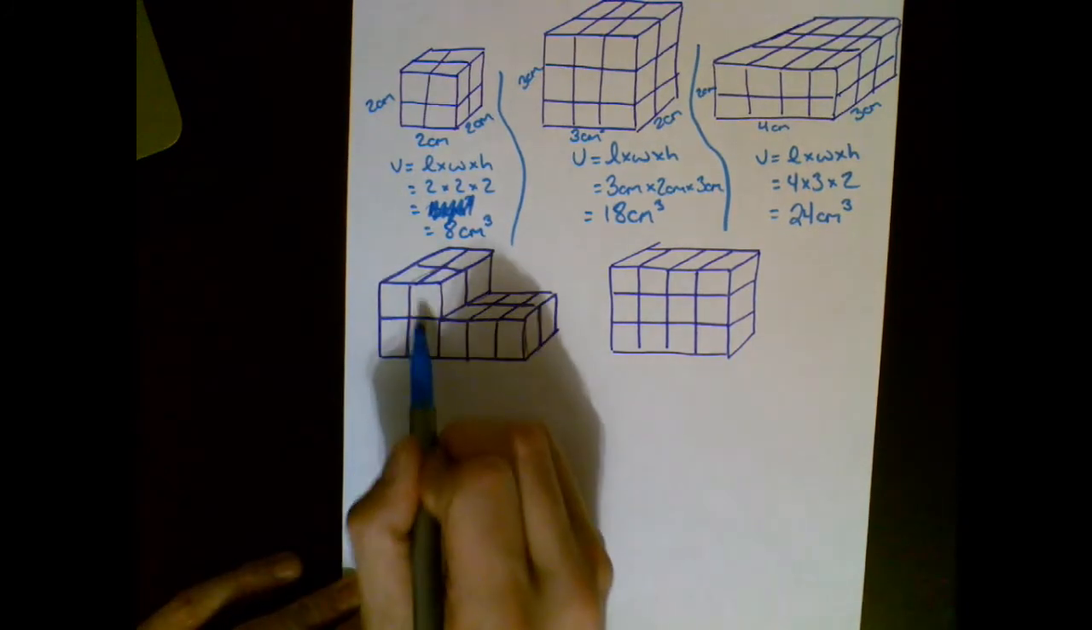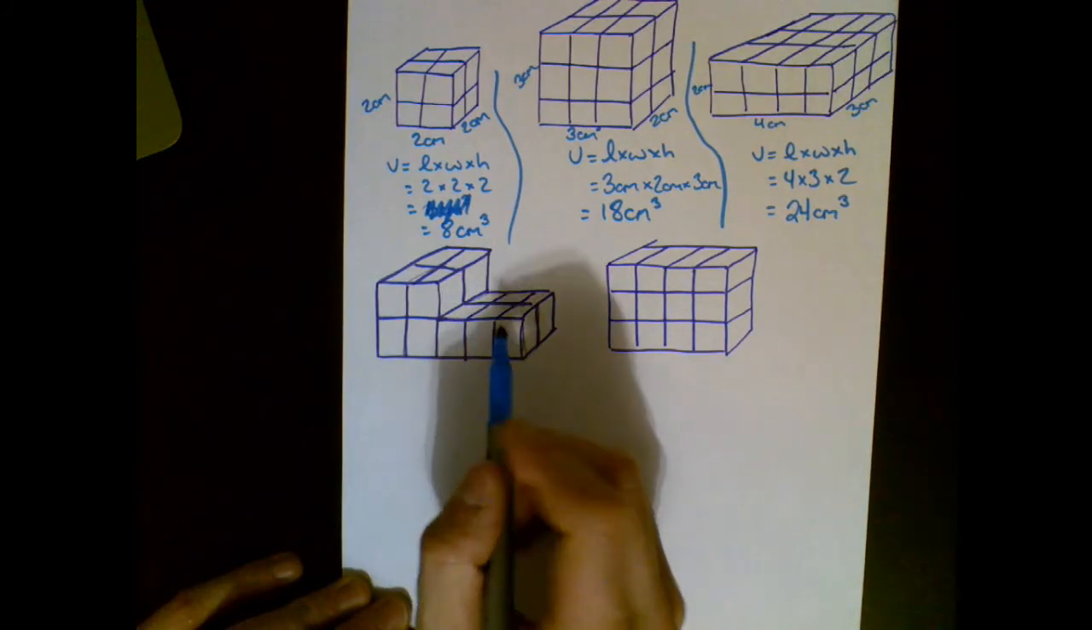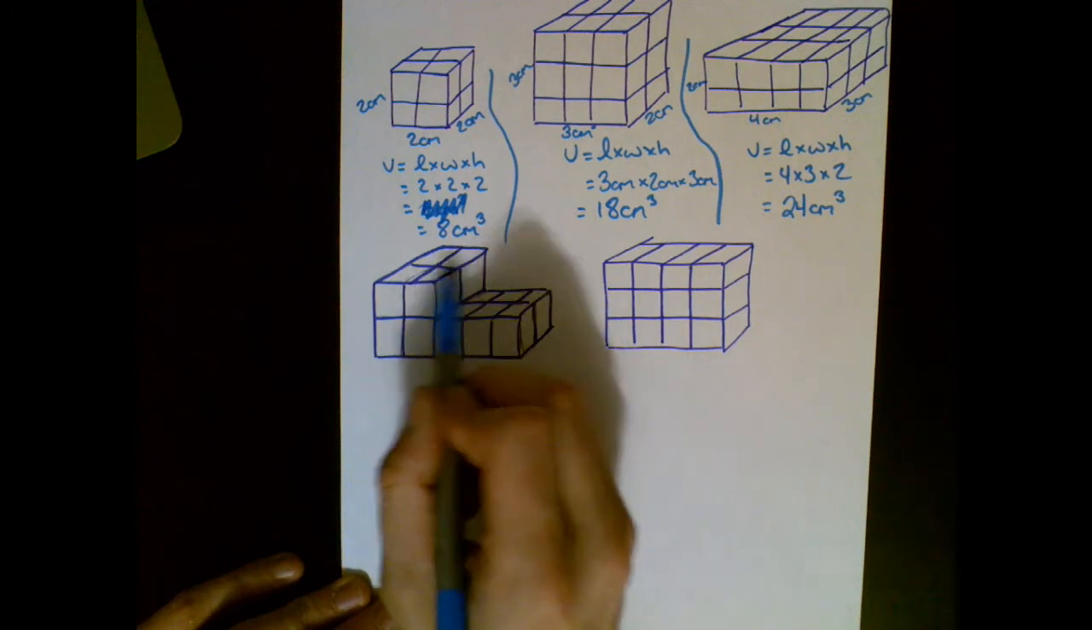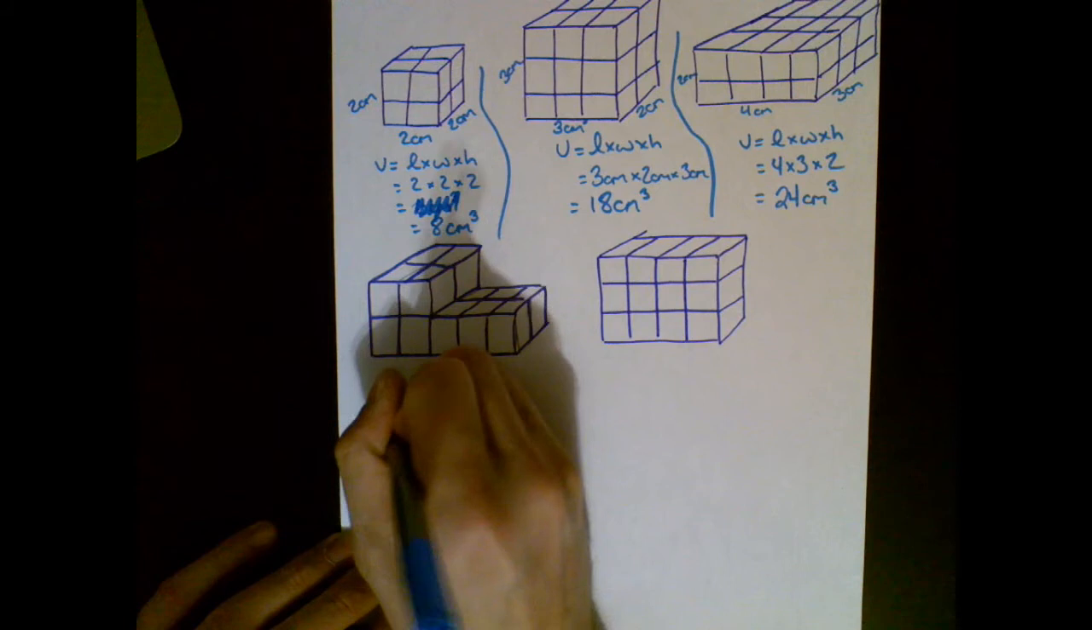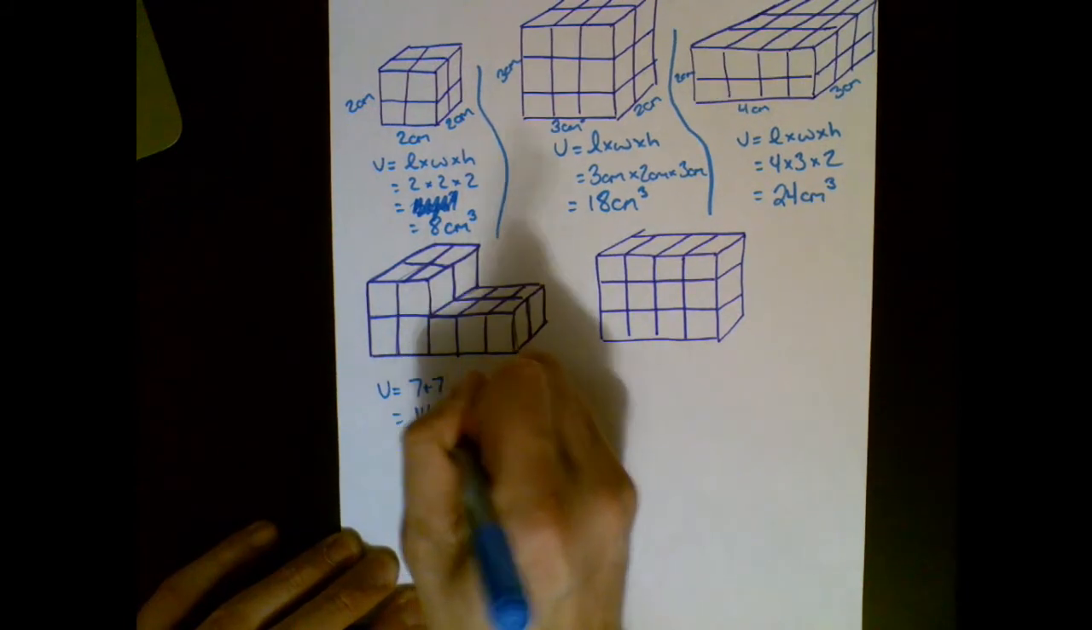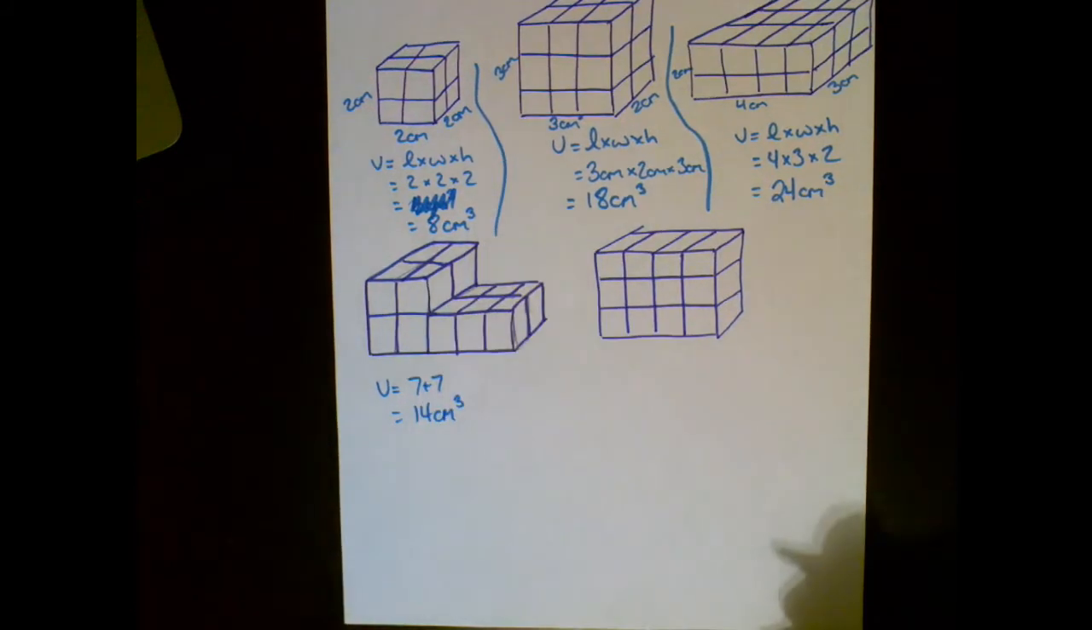1, 2, 3, 4, 5, 6, 7. So there's 7 in the front here. There's 7 in the back, which gives me 7 plus 7, which is 14 centimeters cubed. Okay, that's probably your best bet for doing a shape like this for right now.